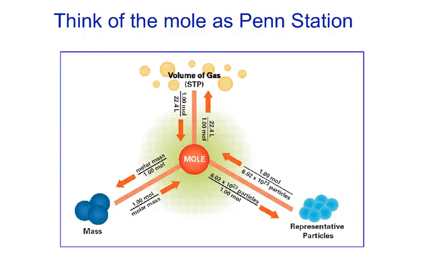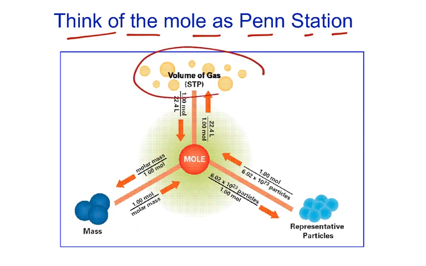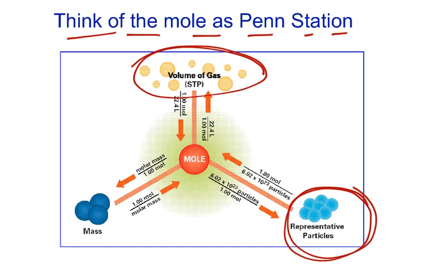Moving on. Once again, folks, you think of the mole as Penn Station. If you're going from volume of stuff and you want to get to number of particles, you simply change this to moles first, then you change it to particles next. Now what do you need to change to number of things?